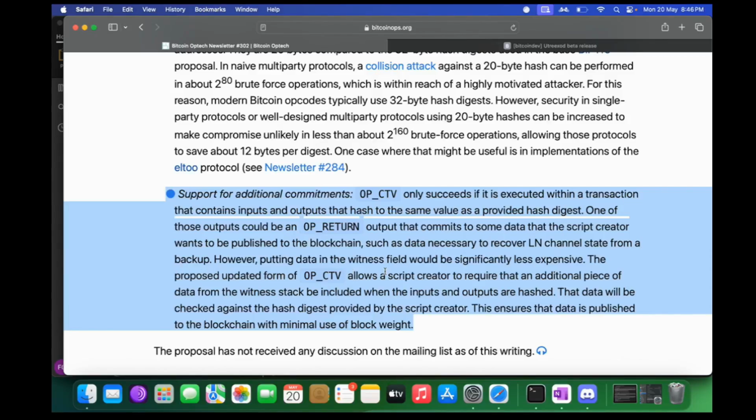However, putting data in the witness field would be significantly less expensive. The proposed updated form of OP_CTV allows the script creator to require that an additional piece of data from the witness stack be included when the inputs and outputs are hashed. That data will be checked against the hash digest provided by the script creator. This ensures that data is published to the blockchain with minimal use of block weight.